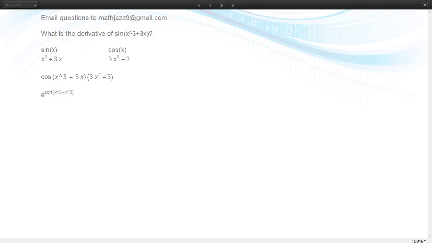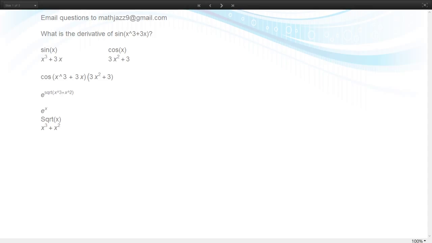This is a slightly more complicated problem, but it still uses the chain rule. I have to divide this into pieces that I know the derivative of. So e to the x looks like what I'll take as my outside function. And the inside function will be the square root function. And inside of that, we have the polynomial x cubed plus x squared.